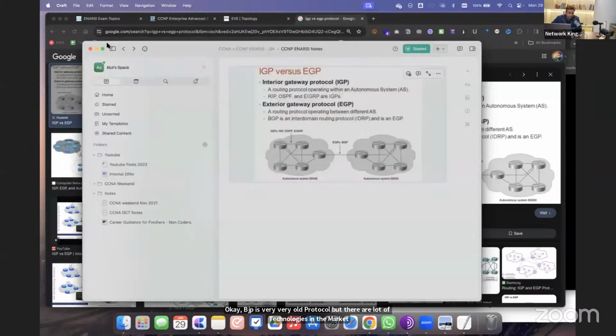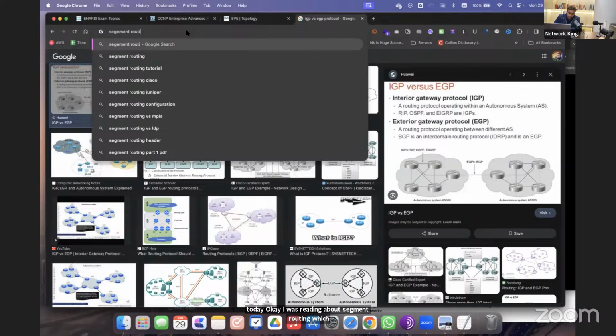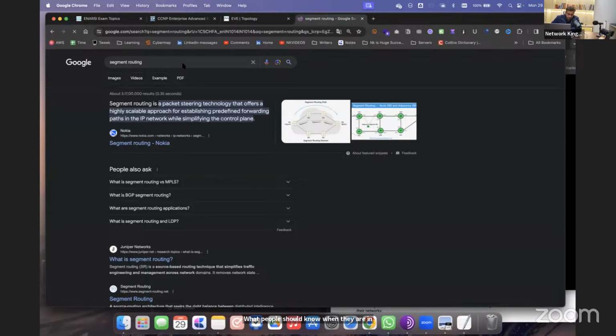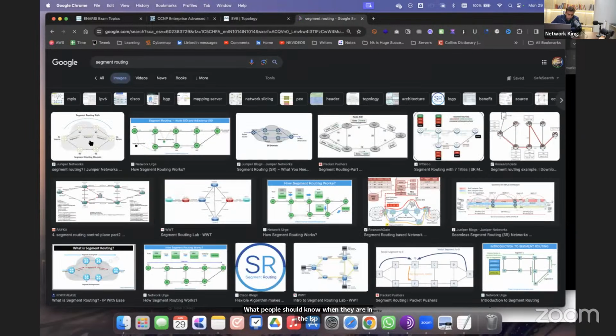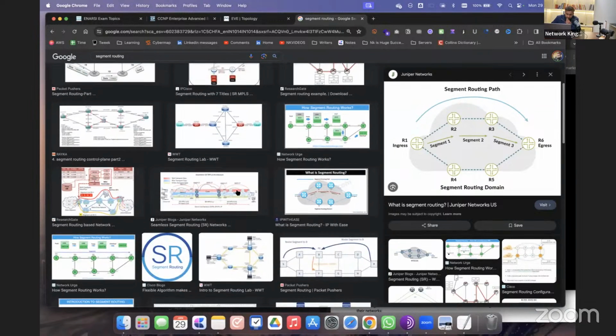Okay. I was reading about segment routing, which is the best thing in the market today, what people should know when they are in the ISP. Like earlier it was MPLS. But now segment routing is the next big thing in the market. Right now I think you should first learn about EIGRP, OSPF, MPLS, but it's a technology where we know where to forward the path and we forward one packet, and in every packet we will have segments.